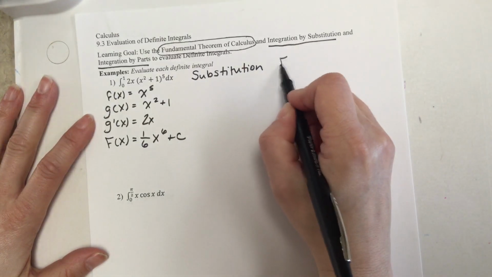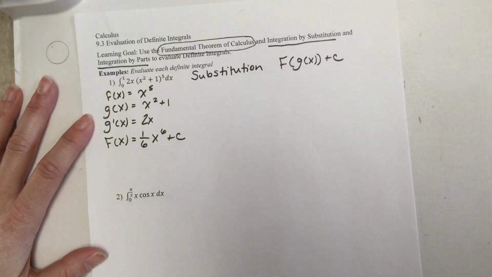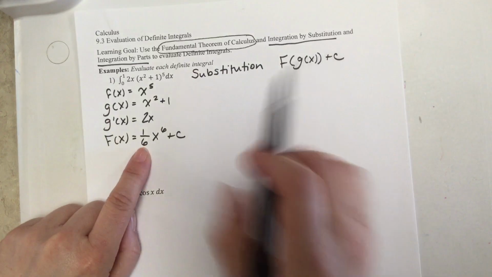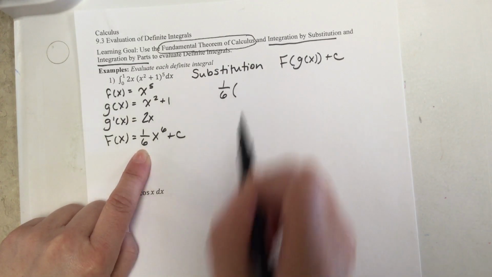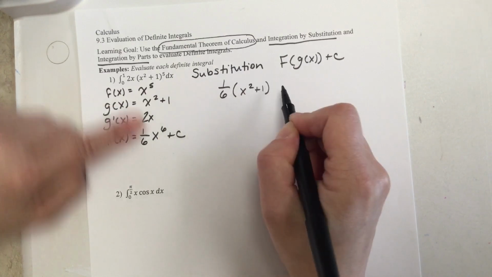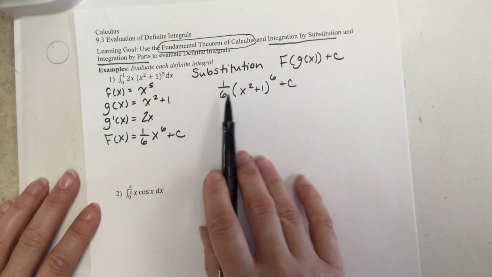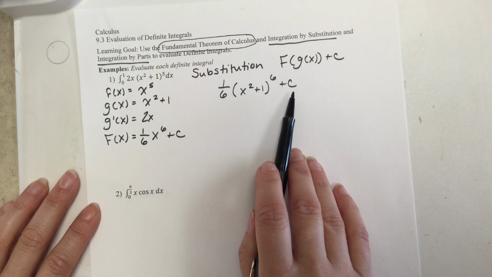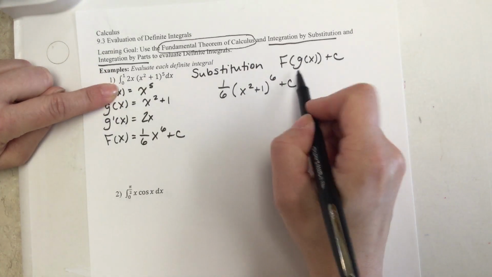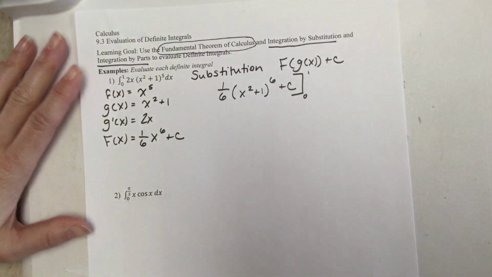Remember, substitution is your antiderivative of f. You plug in g of x, and then you always have your plus c because we're doing an antiderivative. So I have 1 over 6. Where x is, I fill in x squared plus 1. That's to the power of 6 plus c. Okay, now there is your antiderivative. So in 9.1 and 9.2, you got to stop right here. But now that they're definite integrals, we want to know the area of this between 0 and 1.